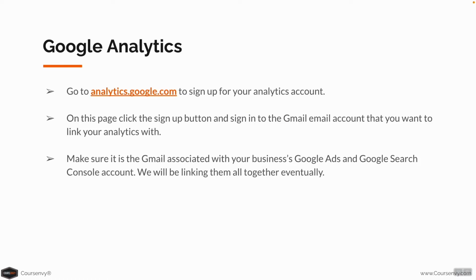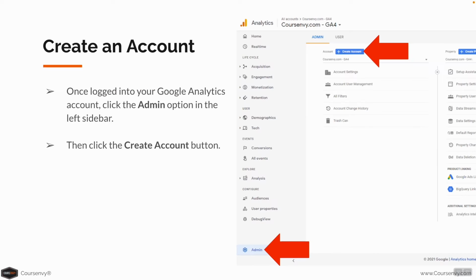Go to analytics.google.com, sign into your current account or sign up for a new Analytics account. You'll sign in with the Gmail account that you want to link with your analytics. Make sure it is the Gmail associated with your business's Google Ads and Google Search Console account, because we'll be linking them all together. Once logged in, click Admin in the left sidebar. On this admin page, click Create Account.